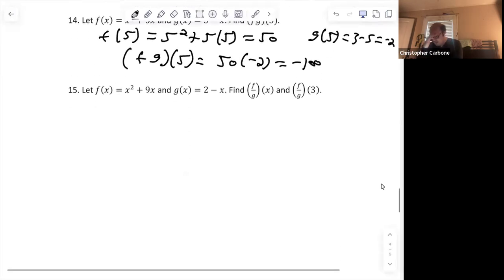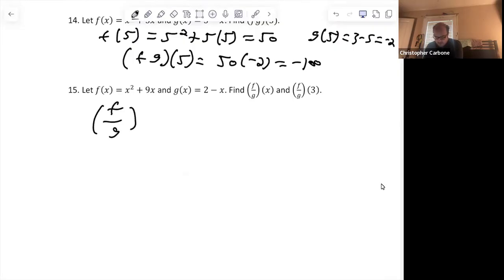And then this last one. F of x is equal to x squared plus 9x, g of x being 2 minus x. We want f divided by g of x, which we can't really simplify too much. X squared plus 9x divided by 2 minus x. We could factor out the x in the numerator, but it's not going to cancel with anything, so I'll just leave it the way it is.